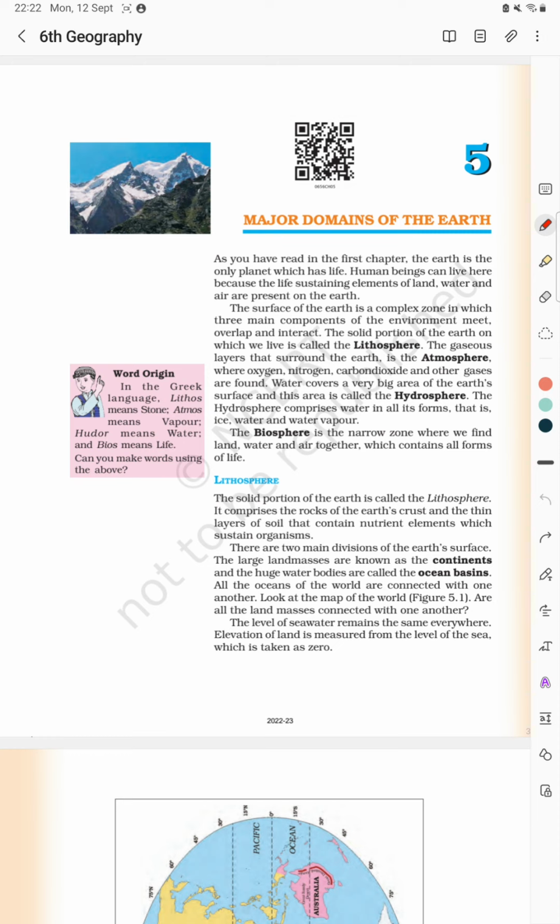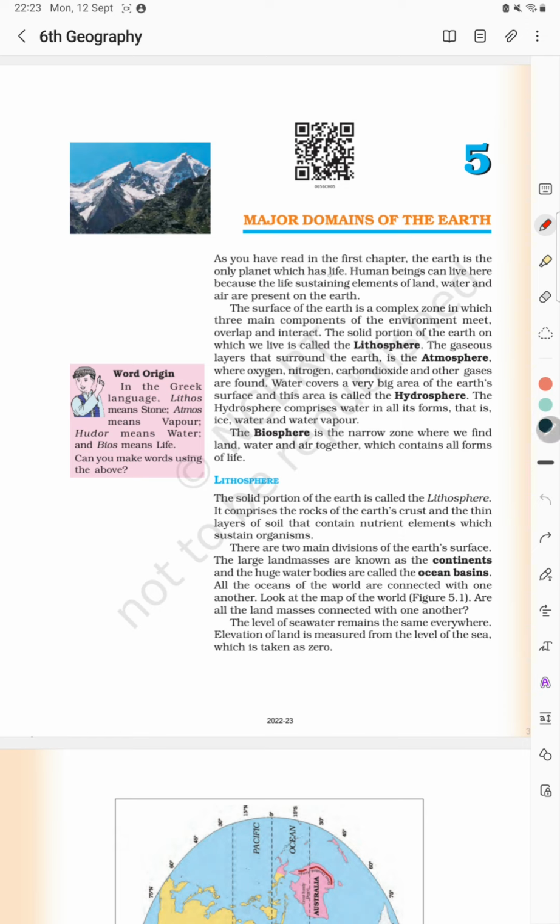In the previous video, we had learnt about maps. We have learnt about small scale map and large scale map. Then we have learnt about the components of map. There were three components of map: distance, direction, and symbols. In this video, we will be starting chapter 5, major domains of the earth. So let's start.